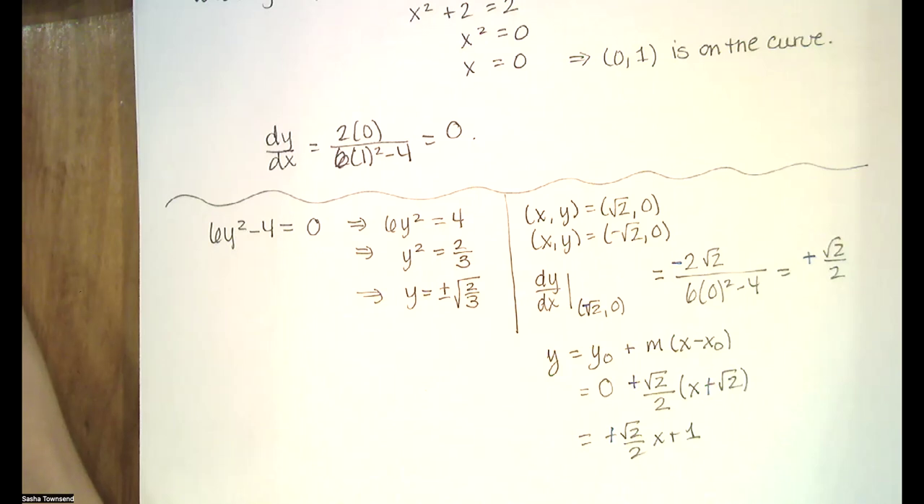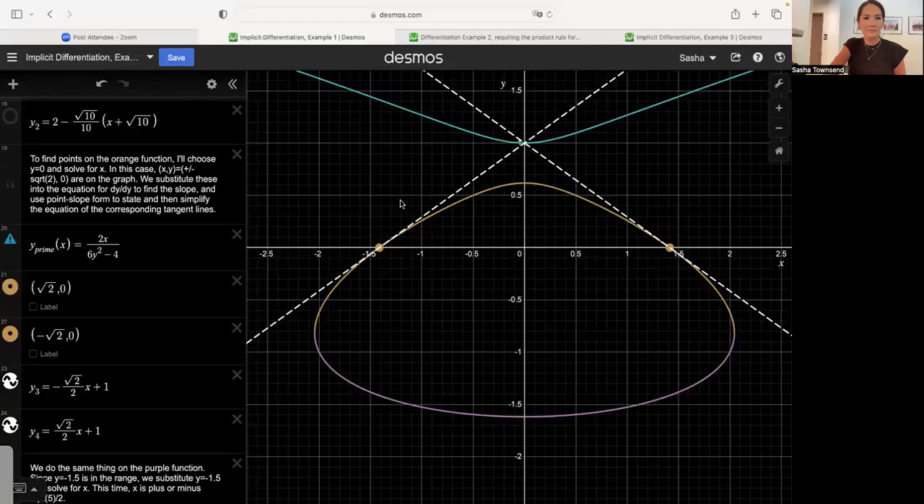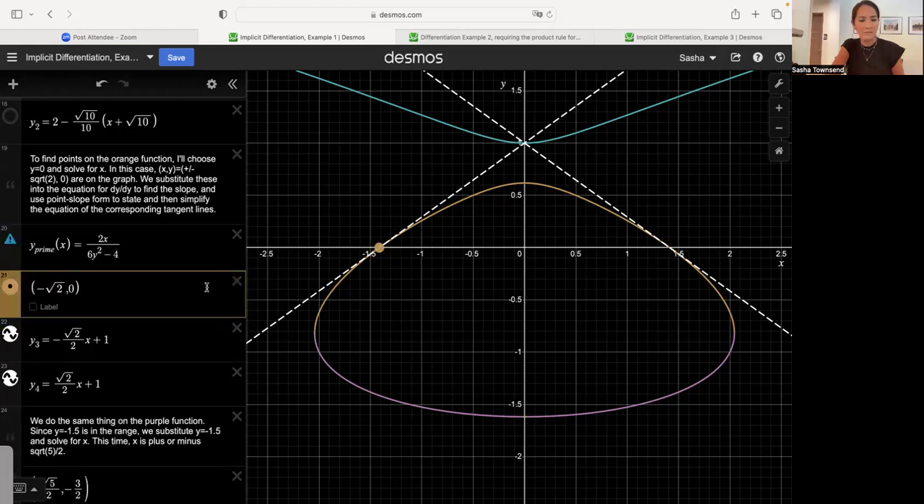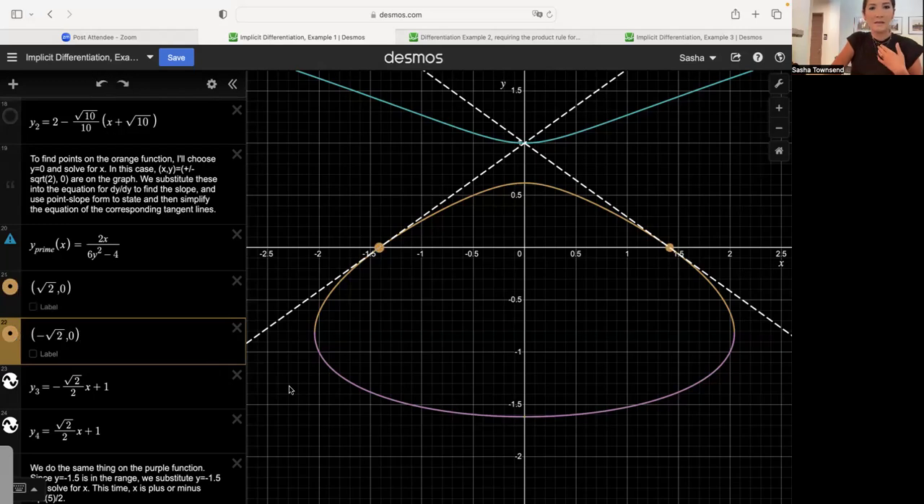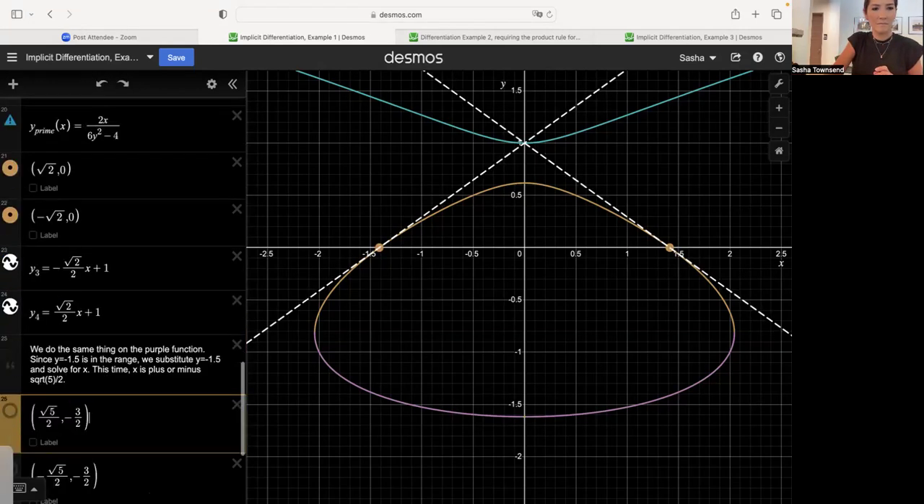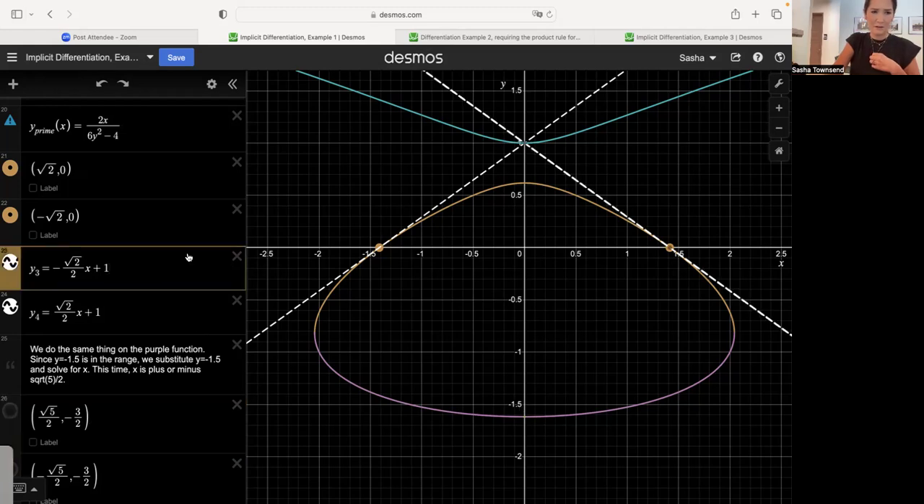So let's look back at our graph now on Desmos. Let me do that. And then to find points on the purple graph, I looked for a y value that was in the range for the purple graph. I saw a negative 1.5 was there, so I just substituted y equals negative 1.5 into the equation of the original curve.